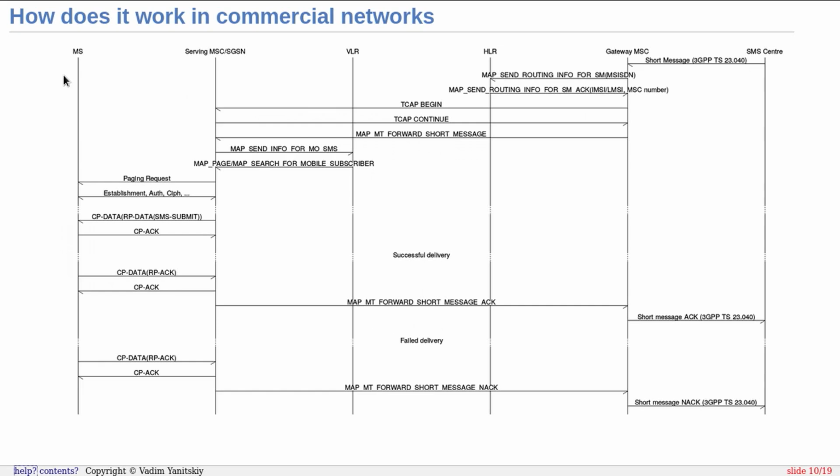So we establish a transaction and forward the mobile terminated short message to the serving SGSN or MSC of the subscriber. Then there is a paging request happening, again channel establishment, and then the serving MSC just forwards it using the same process like RP-DATA, CP-DATA, and so on. So RP-ACK from the MS triggers the MAP MT forward short message ACK, and then it's delivered.